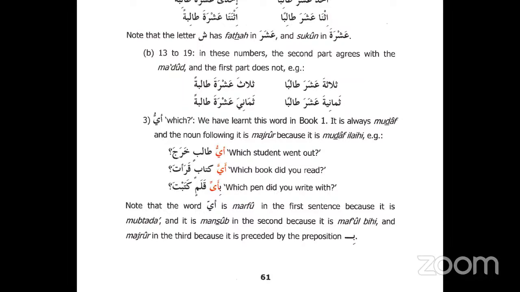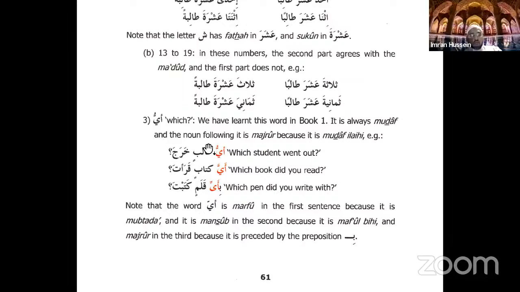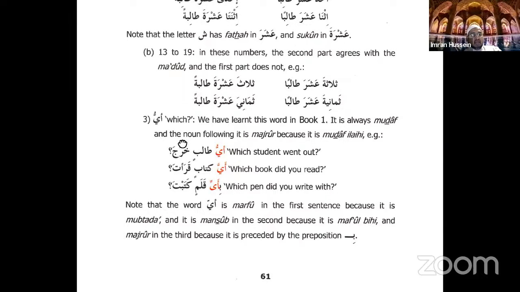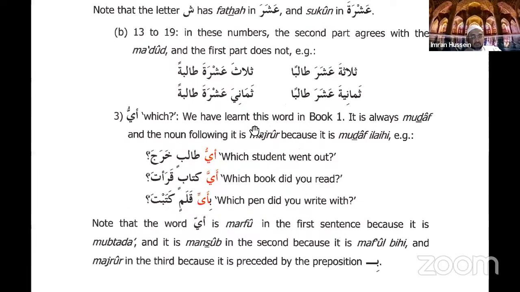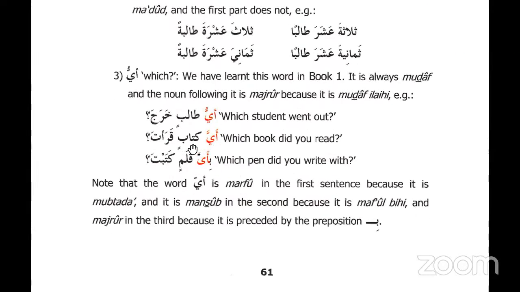Ayyu taliban kharaja. Which student went out? Here, the word ayyu taliban is mudaf, mudaf ilayh. Because it's coming at the beginning of the sentence, the word ayyu is getting a dhamma. Ayyu talibin kharaja. So ayyu talibin is mubtada, and kharaja is a verbal sentence, the khabar. Okay. Ayyu kitaban qara'ta. Which book did you read?